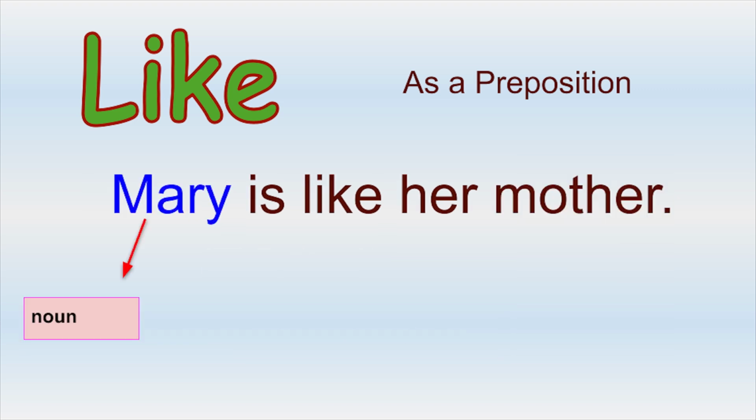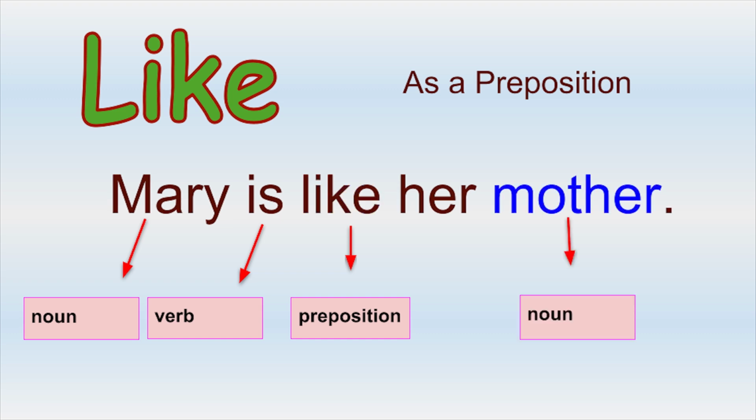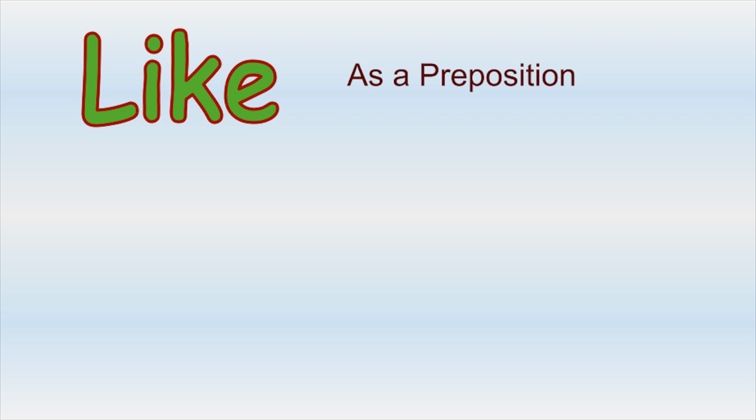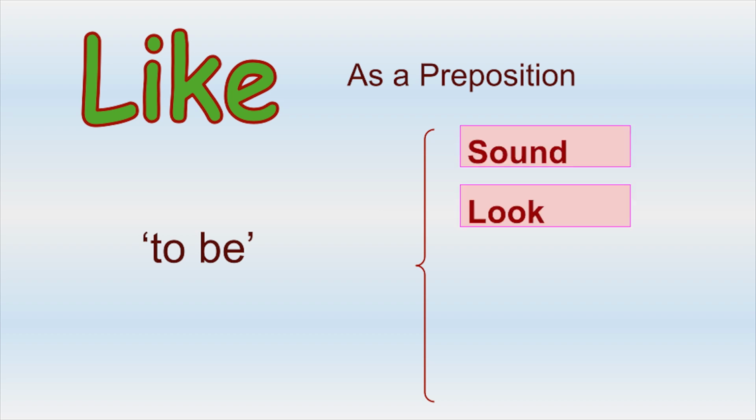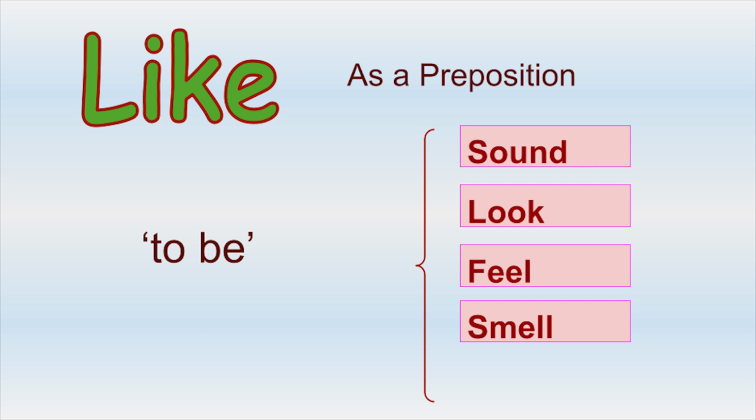So we have Mary as the noun. Is, which is a form of the verb to be, preceding the preposition like and followed by the noun object mother. Please note that the noun or the pronoun that follows the preposition is now the object of the sentence. So it's a noun object or a pronoun object. To be a little more detailed, in place of the linking verb to be, we may use any verb of the senses such as sound, look, feel, smell, and taste, followed by a noun object.